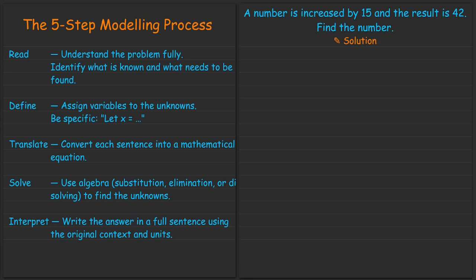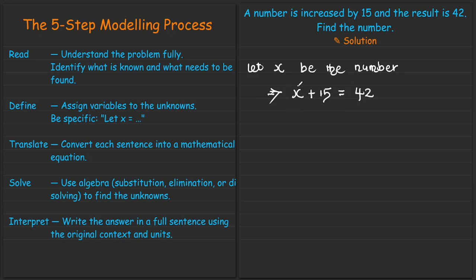Now we define our variables. Be specific on the variables you want to use and what each variable represents. So we start by saying, let x be the number. So if x is the number, then our model, they said the number is increased by 15, so x is increased by 15, and the result equals 42. Do you see? So this is what we have.